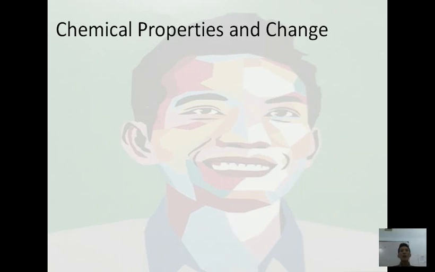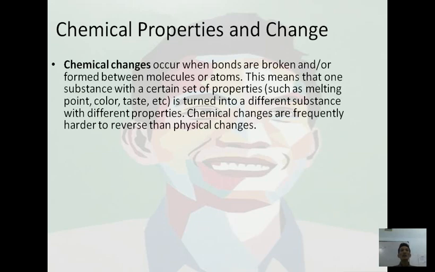Chemical properties and changes. Chemical changes occur when bonds are broken and or formed between molecules or atoms. This means that one substance with a certain set of properties, such as melting point, color, and taste, is turned into a different substance with different properties. Chemical changes are frequently harder to reverse than physical changes.